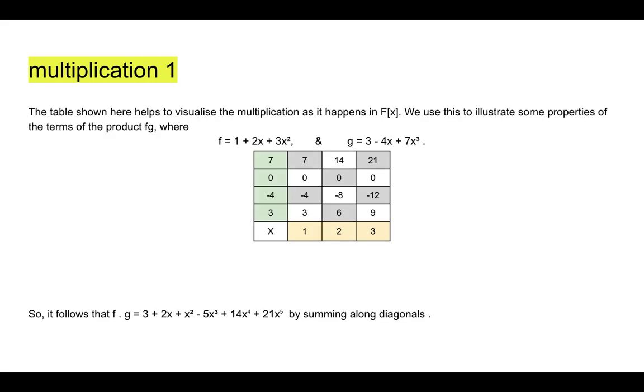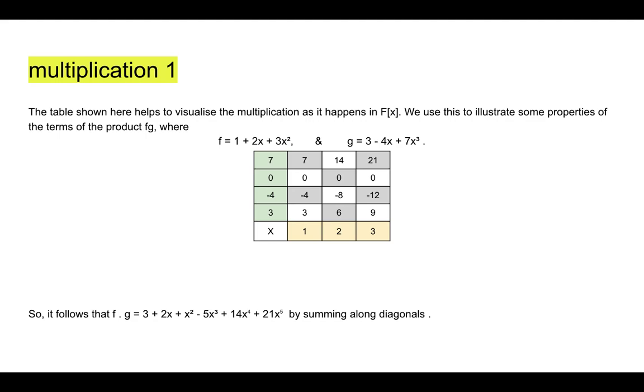Before we proceed to the proof of that result, we start by outlining a method for multiplication of polynomials using a table. The table here helps to visualize the multiplication as it happens in F[x]. We illustrate some properties of this multiplication. We take the example of f equal to 1 plus 2x plus 3x squared and g equal to 3 minus 4x plus 7x cubed. We write out f and g as elements of F infinity as infinite tuples from the scalar field F as described before.